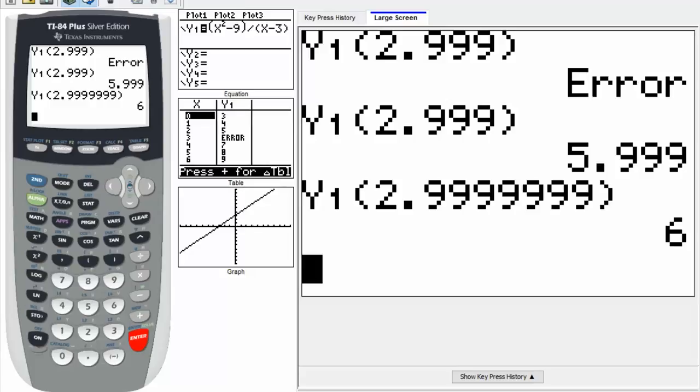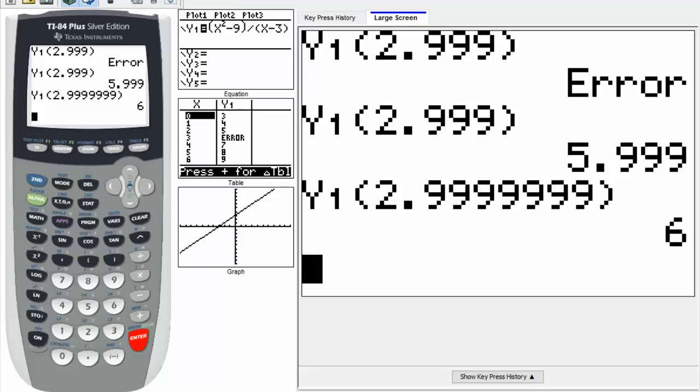What is it doing? Is it actually 6? No, it's rounding at a certain point. You can control when it rounds. It goes to, I think, 12 or 13 decimal places before it gets real ornery. Point is, this is how you can manually check it. Plug it in, evaluate.